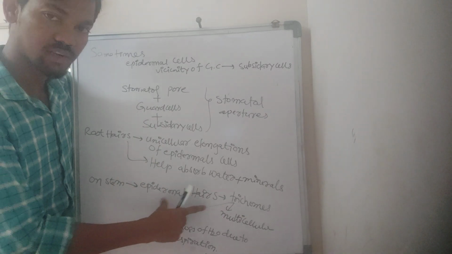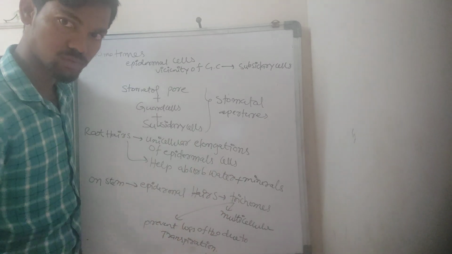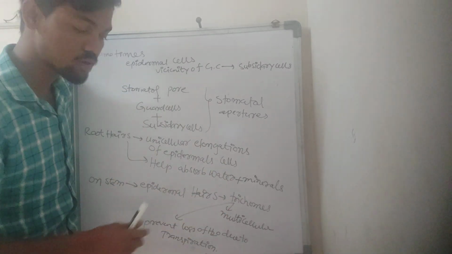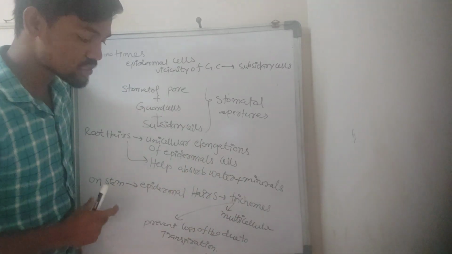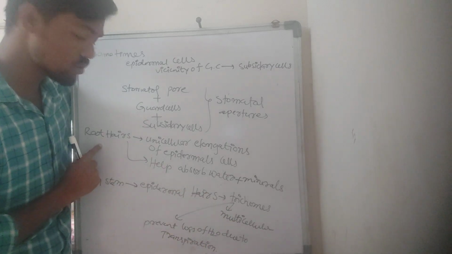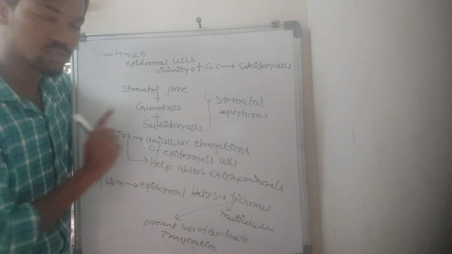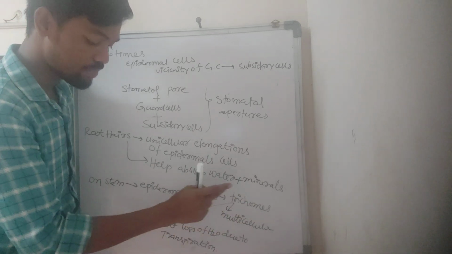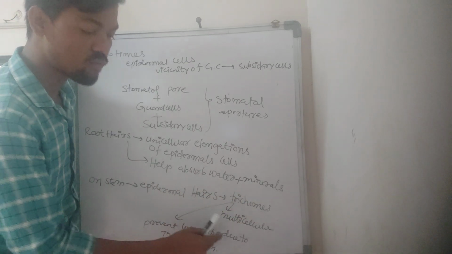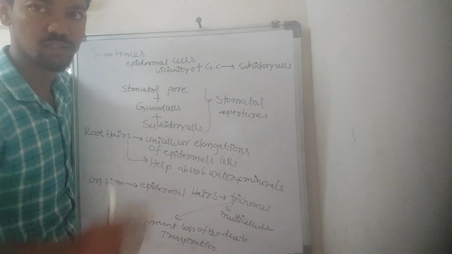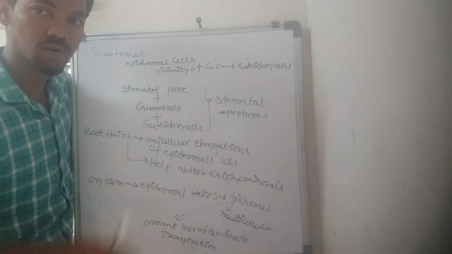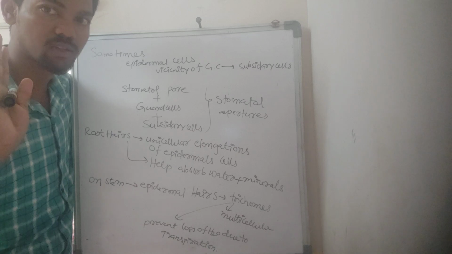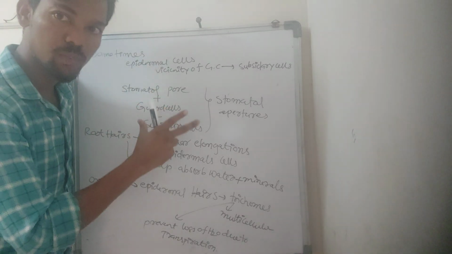epidermal hairs are also called trichomes. They are multicellular in the stem, but in roots and leaves they are unicellular. These are the exceptions. What are the functions of trichomes? They prevent loss of water due to transpiration. These are the main questions about epidermal tissues.